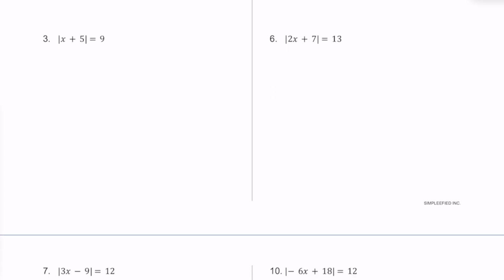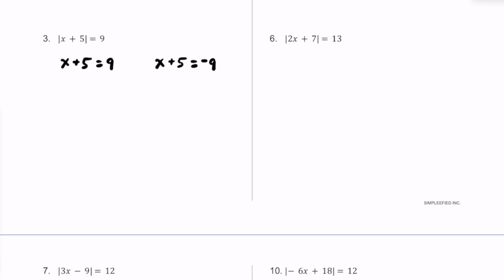Here's a third example. In number 3, we have the absolute value of x plus 5 is equal to 9. So the sum of these two numbers must be 9 away from 0. Let's write one scenario: x plus 5 is equal to 9. Just drop those absolute value bars. The other scenario would be that x plus 5 would be equal to negative 9, right? Because if it equaled negative 9, then the absolute value of negative 9 would be positive 9.